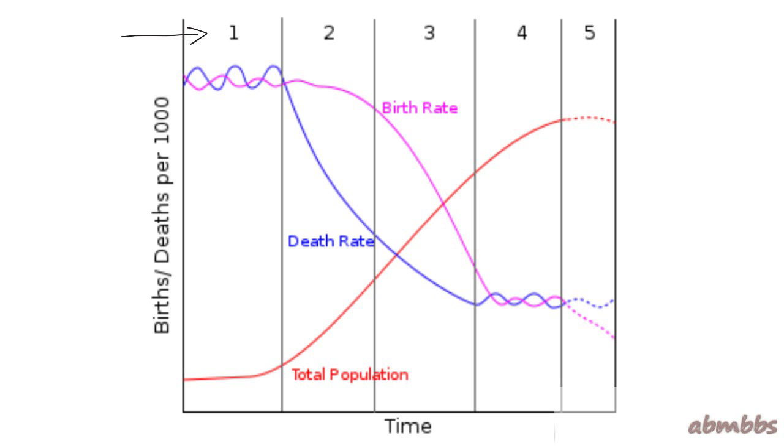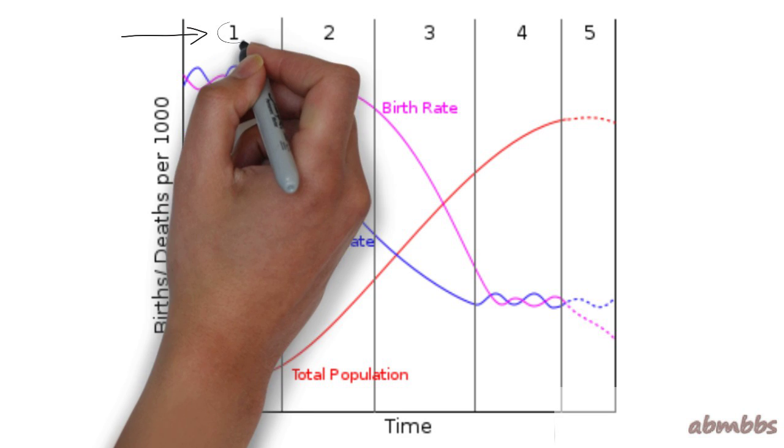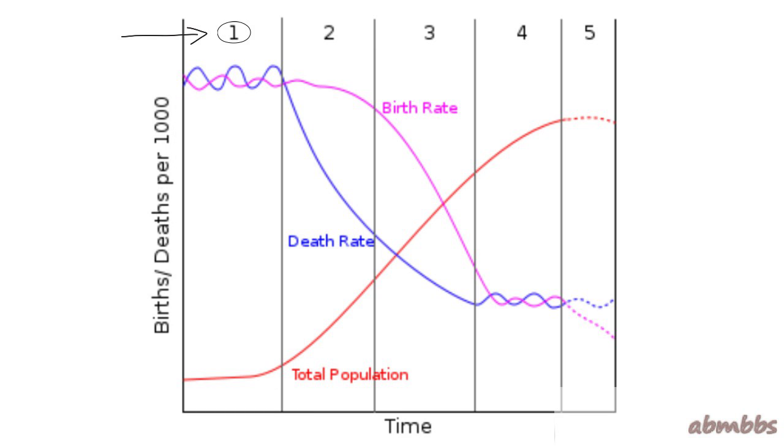The numbers here denote the stages. The pink line stands for birth rate, the blue line stands for death rate, and the red line denotes the total population. So, once again, quickly, in the first stage or the high stationary stage, the birth rate and death rate are high, so the net population is constant. In the second stage or early expanding stage, the death rate declines but the birth rate remains constant, so the net population increases. In the third or late expanding stage, the birth rate begins to decline, but the net population still continues to rise.